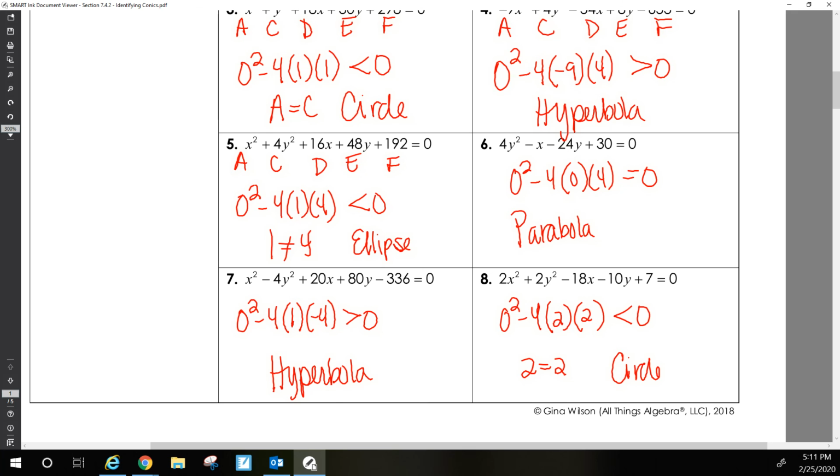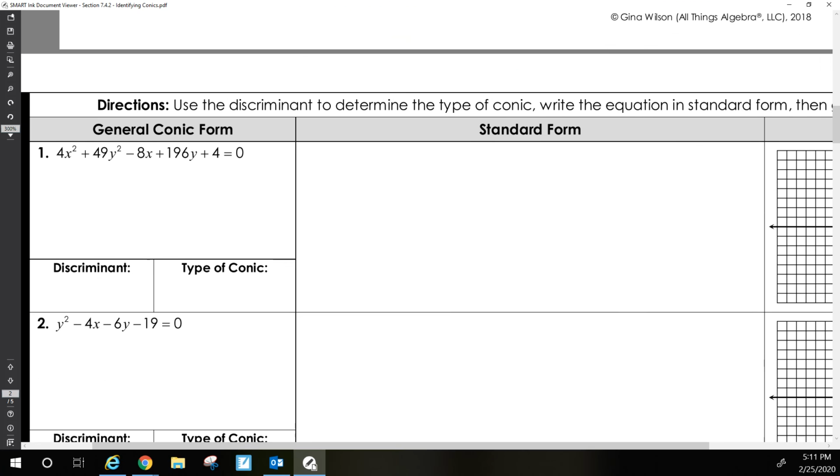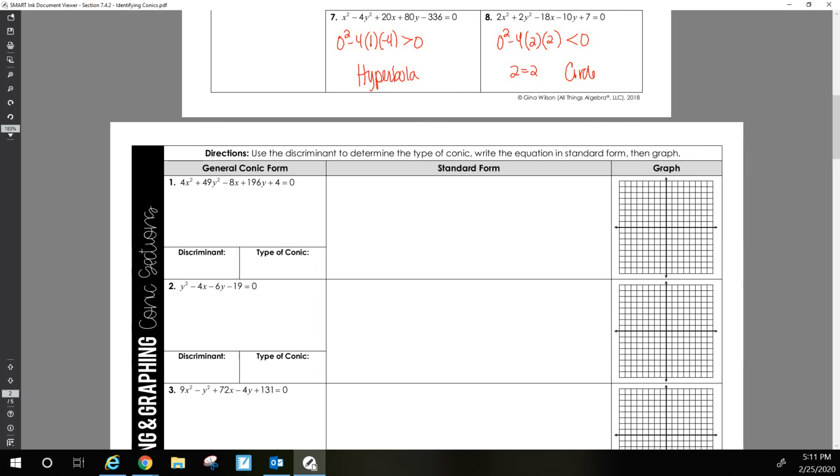All right, that's it for 5 through 8. We're going to move on to like a general form. We're just going to look at a couple of them where we identify what kind of conic section it is, and then we're going to go ahead and graph it. So it's just kind of rounding everything up and wrapping it into one big package all on the same sheet.